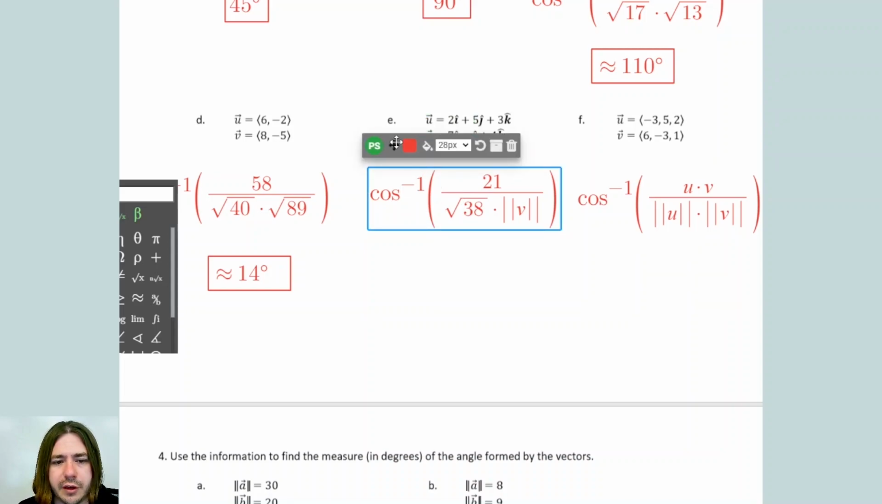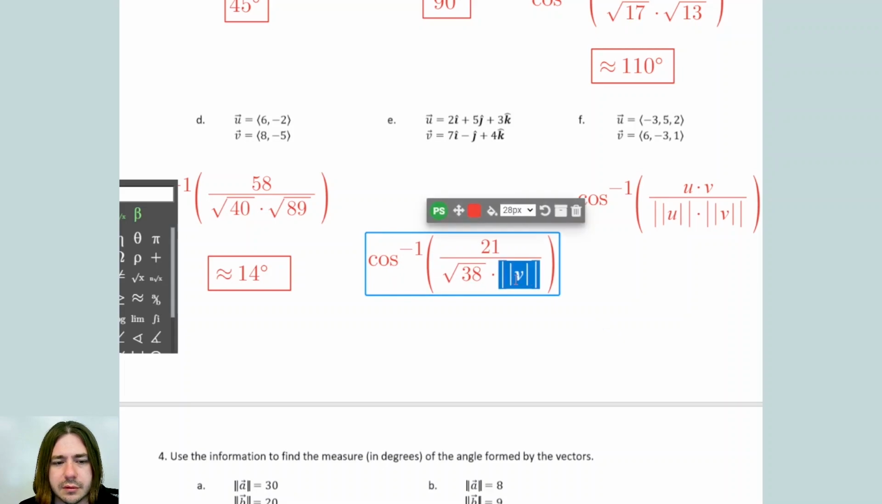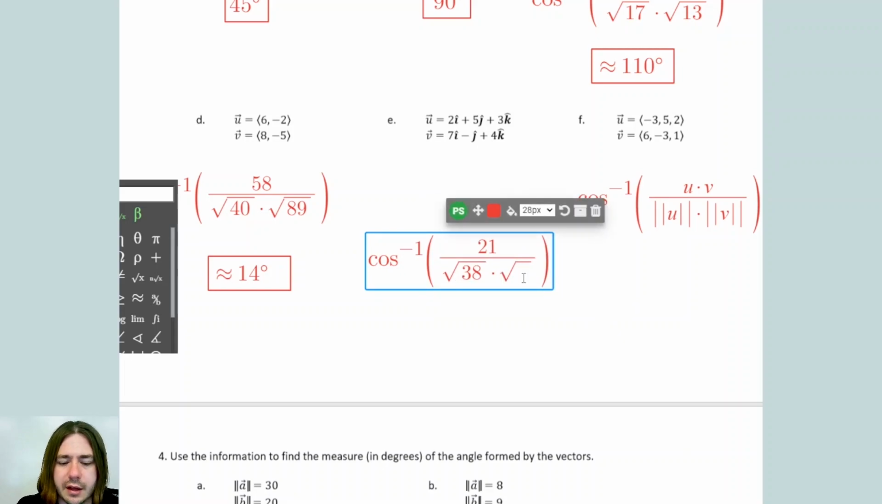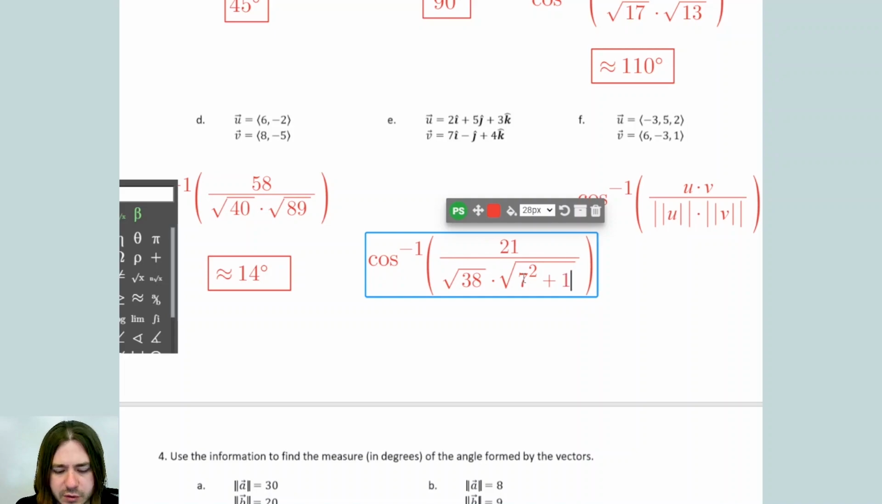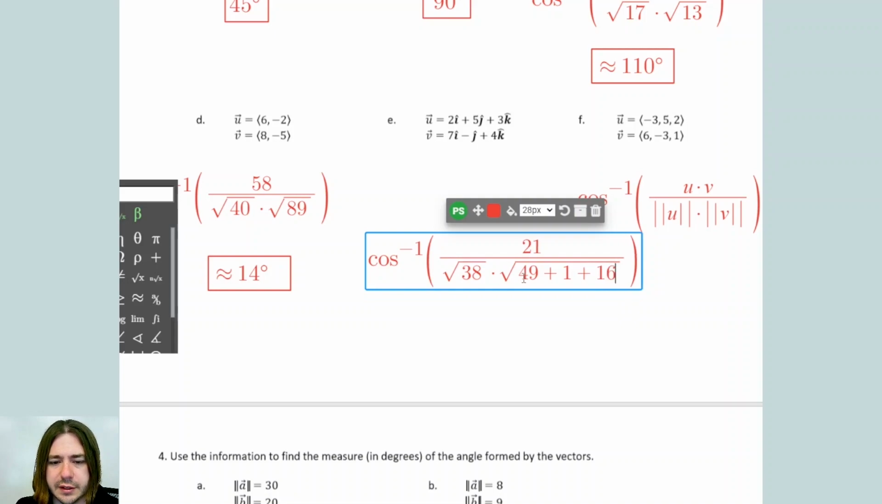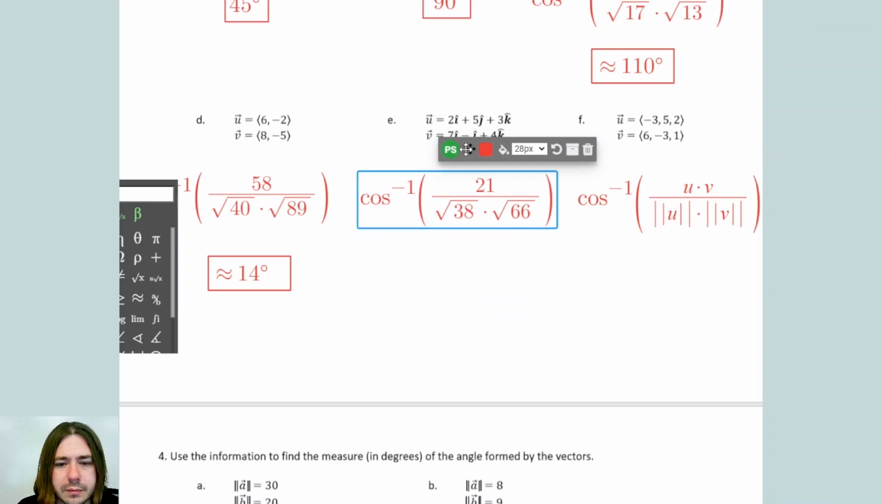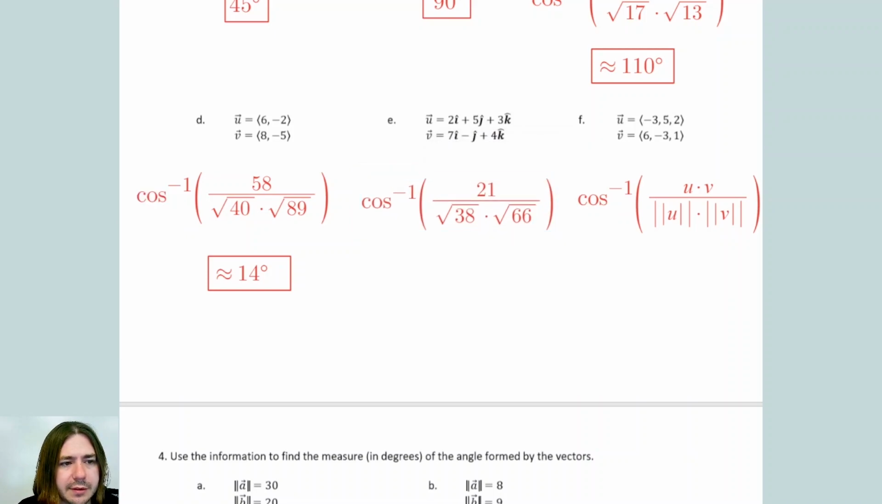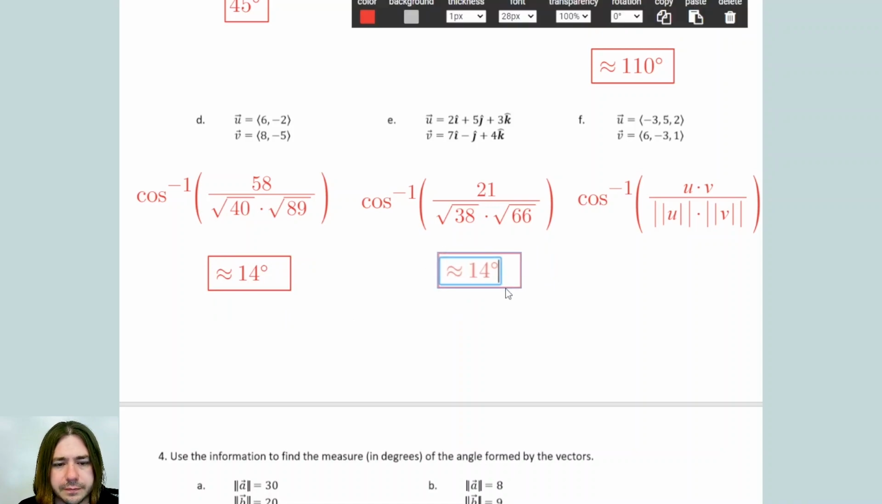The magnitude of vector v we will find similarly. This will be the square root of 7 squared plus 1 squared plus 4 squared. So 7 squared is 49, 1 squared is 1, 4 squared is 16. 49 plus 1 is going to be 50, plus 16 will be 66. All right, so now we're ready to type this in the calculator so we can get our answer.